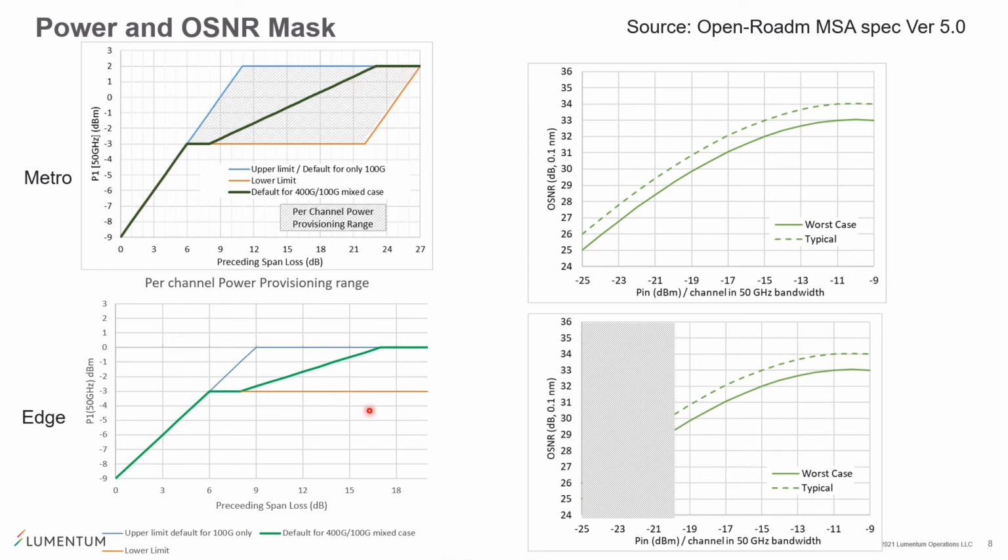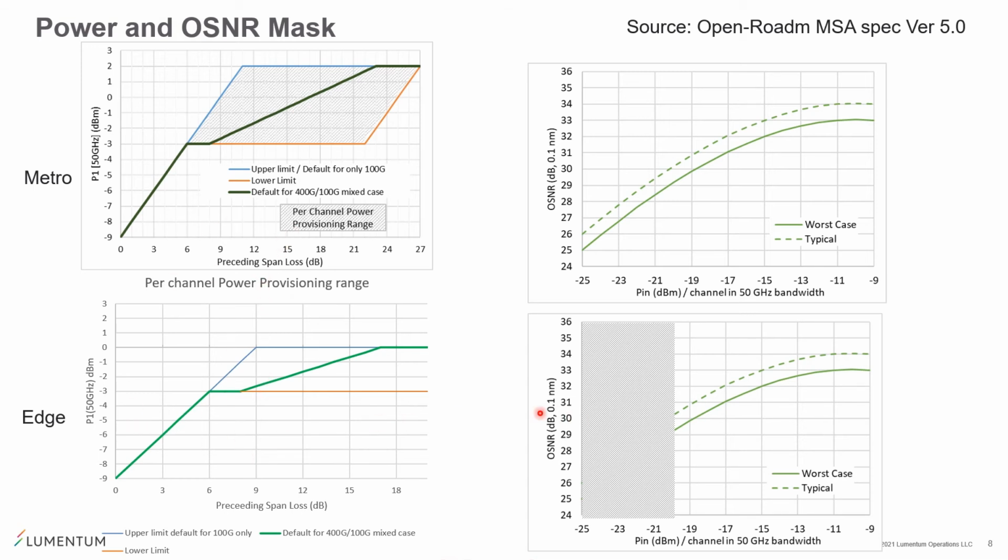But once you hit around 17 dB, the edge plateaus at 0 dBm, whereas the metro continues to rise until it hits around the 22 dB mark, and then it plateaus there at 2 dBm. So that's one of the differences in the specifications of launch power masks between the two.